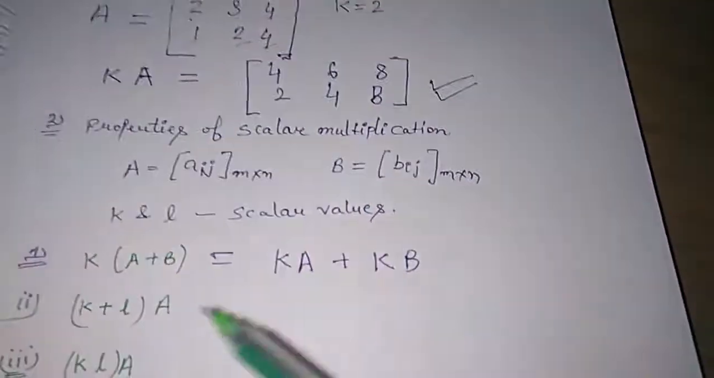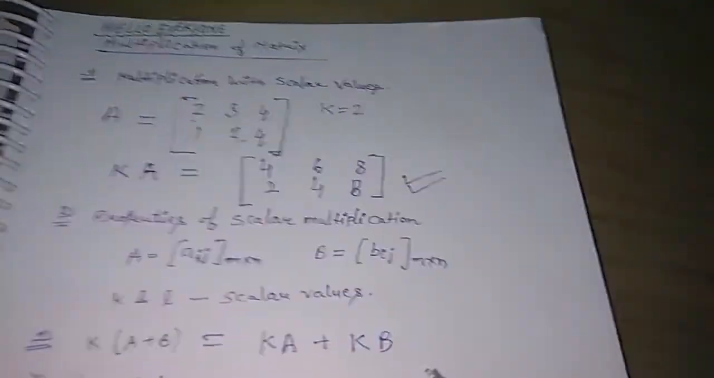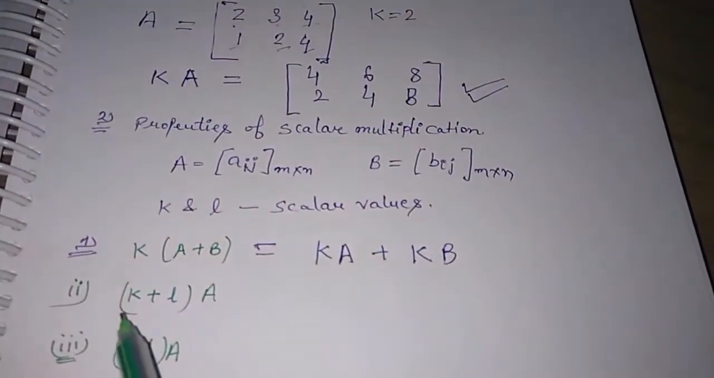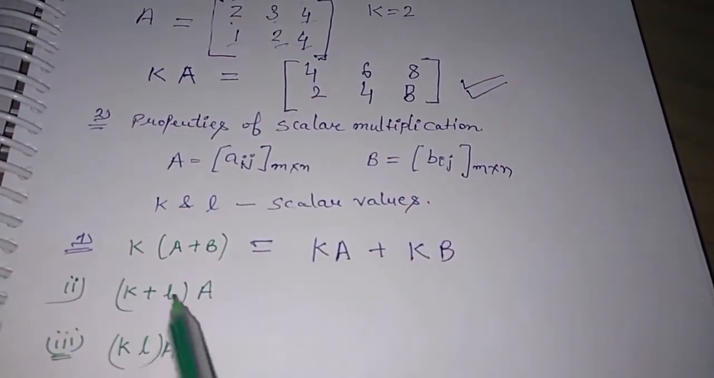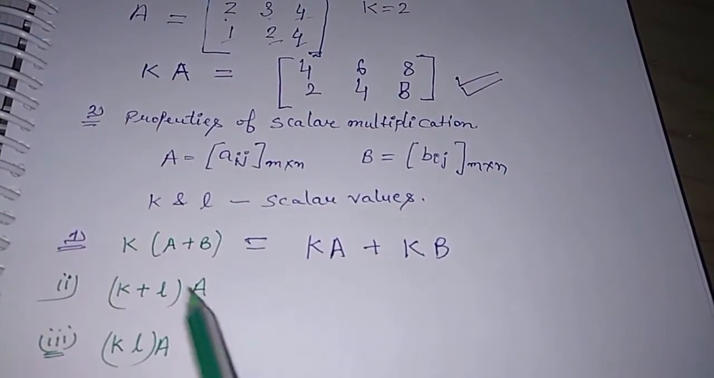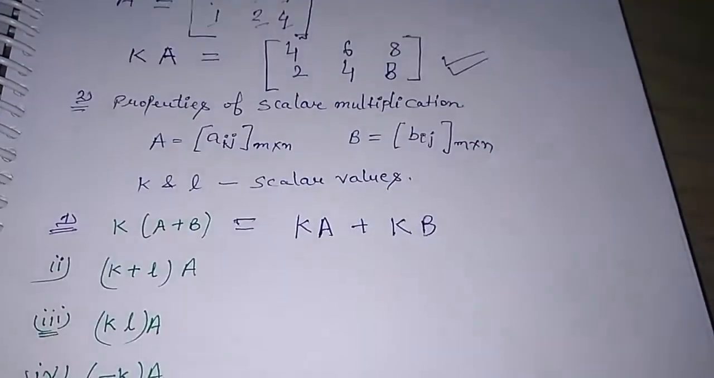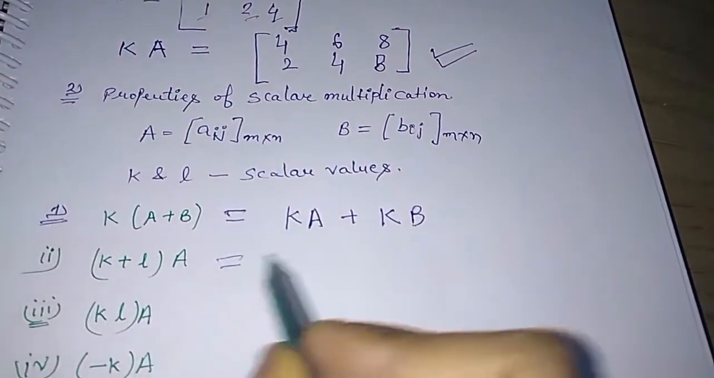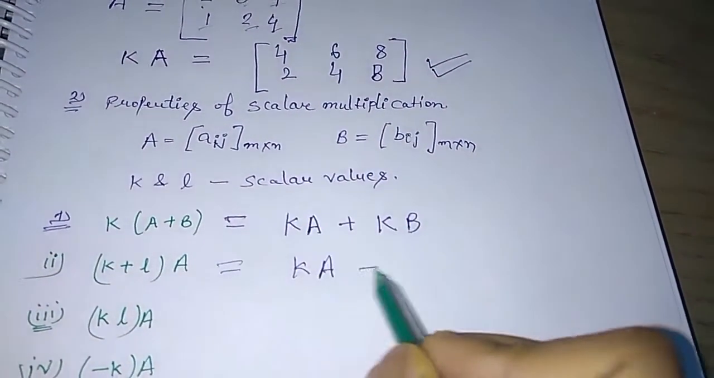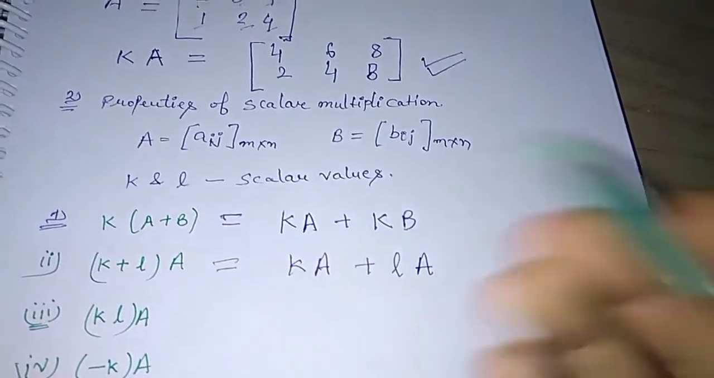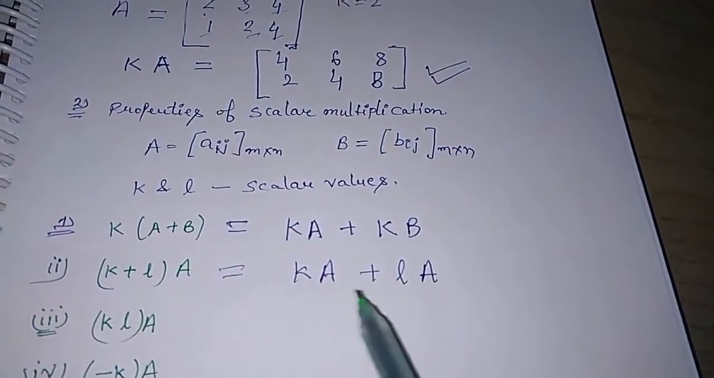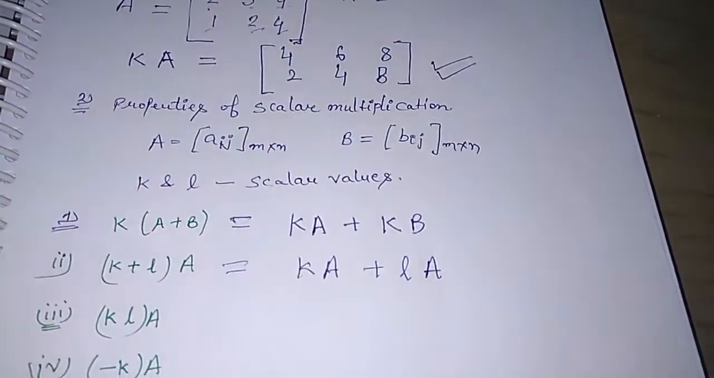Okay, now done with this, let's go to the next. We have two scalar values in addition and then a matrix in multiplication. How can we solve this? As per the matrix property, we can solve this as KA plus LA also. In both cases the results will be the same.